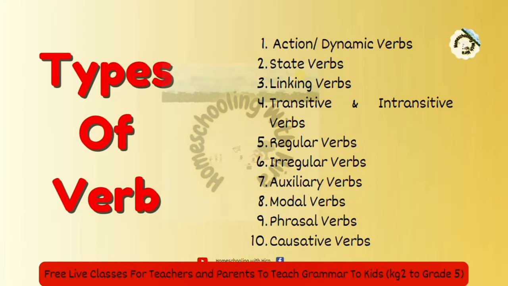Let's quickly learn about different types of verbs. This topic begins with the basic things, but it goes to the advanced level as well. So keep watching, keep listening and try to understand this thoroughly because it will help you even if you are sitting in IELTS or in SAT. So here are the different types of verbs. We have action or dynamic verbs, state verbs, linking verbs, transitive and intransitive verbs, regular verbs, irregular verbs, auxiliary verbs, modal verbs, phrasal verbs, and causatives.